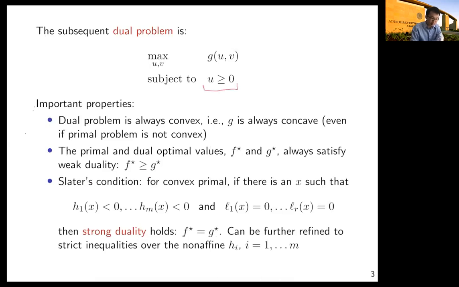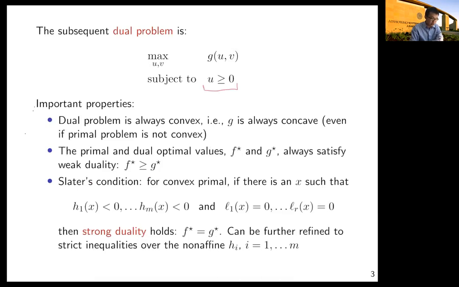Moreover, for all pairs of primal and dual optimization problems, the primal and dual optimal objective values always satisfy the so-called weak duality, which says that the primal minimum is always larger than the dual maximum.